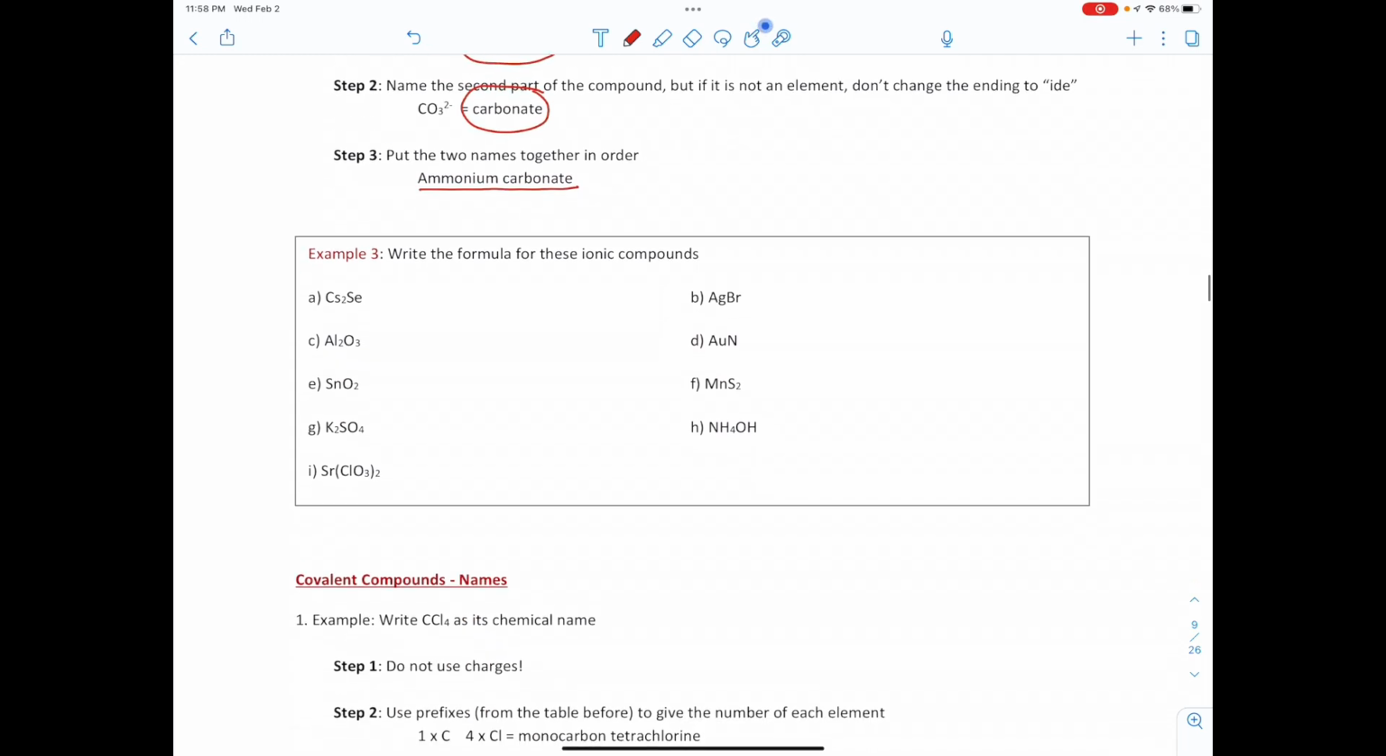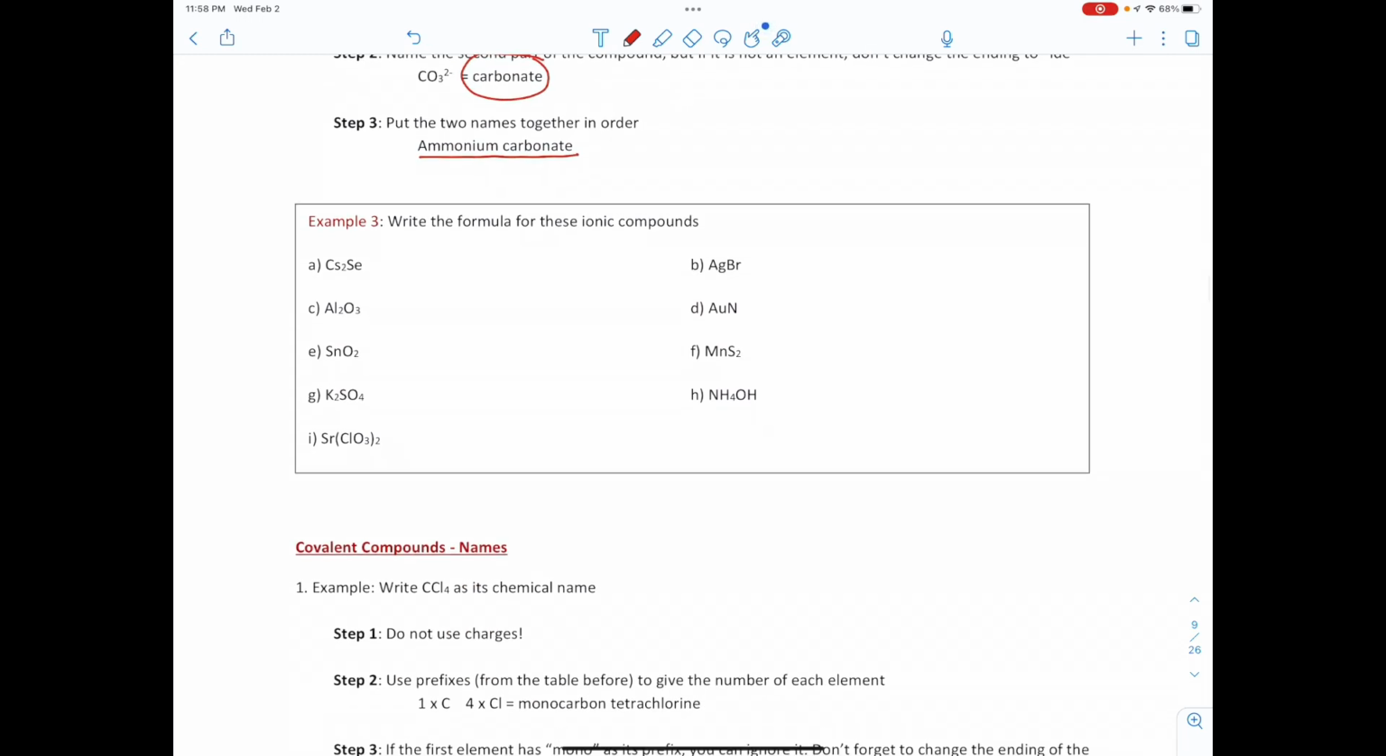Okay, so give these examples a go and see if you can write the names for these ionic compounds.